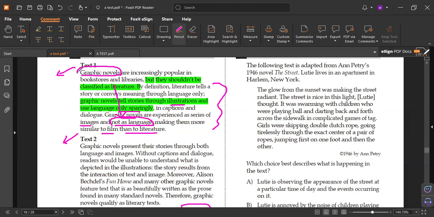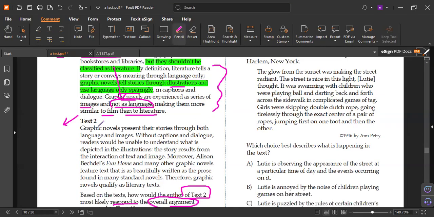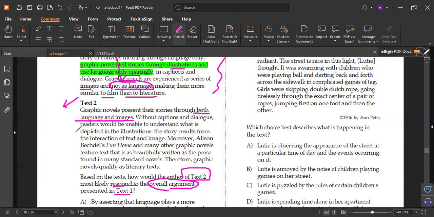So you read a novel, but it has a lot of images. Now, the question: how did author 2 respond to this idea? Let's read. Graphic novels present their stories through both languages, not only images. So that means the author disagrees. Without captions and dialogue, readers would be unable to understand what is depicted in the illustrations.